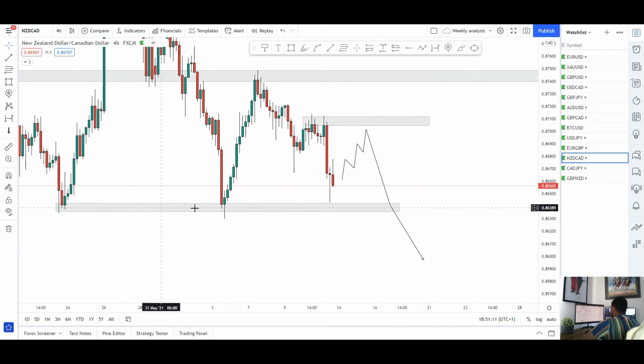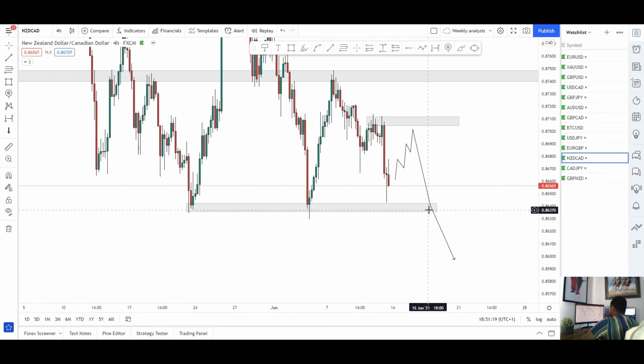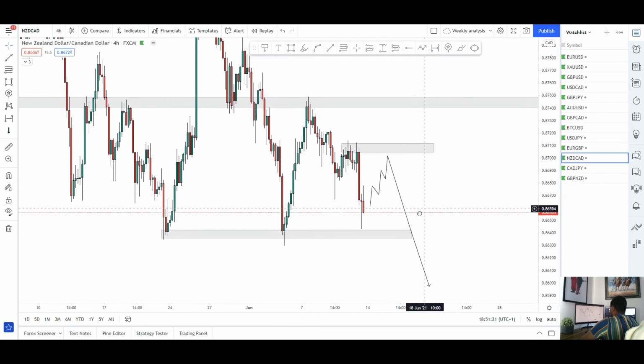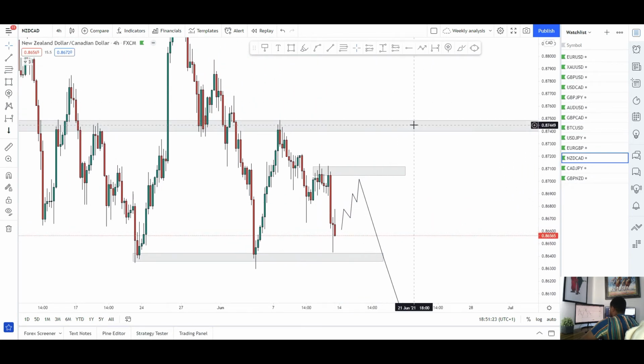And again, first target is this support here, and a break of that I reckon we can hit 0.86 on the dot. So yeah, more bearishness to come this week, I think, and I'm only looking for selling opportunities unless we break above this key daily area.